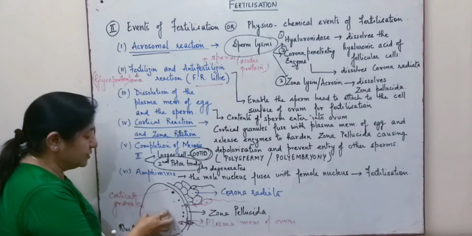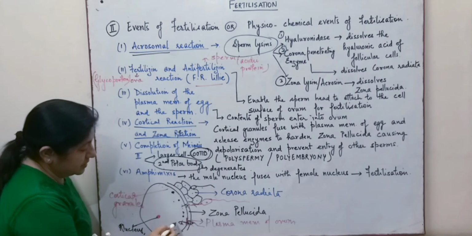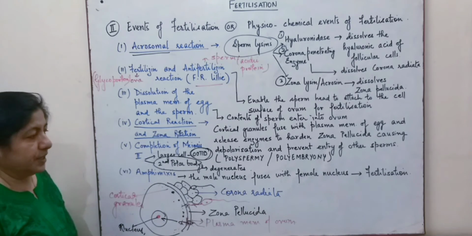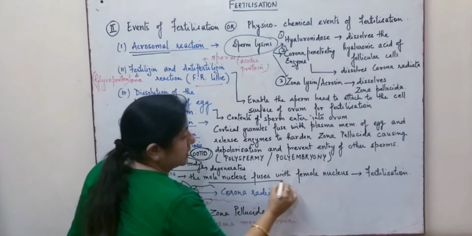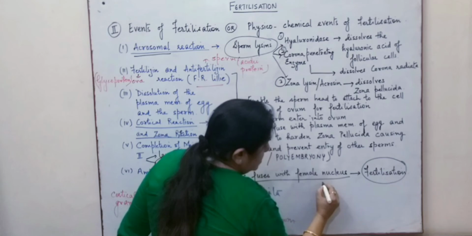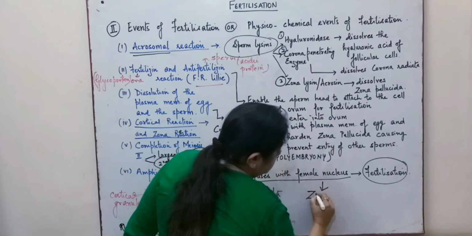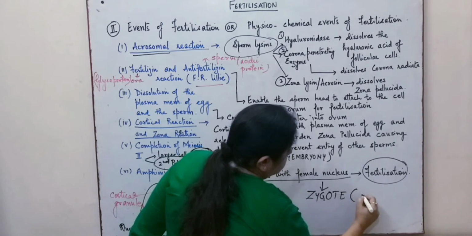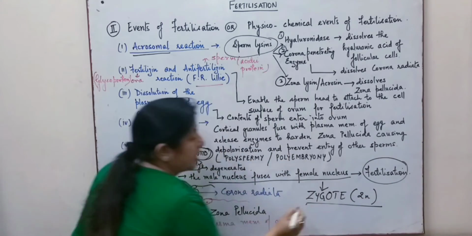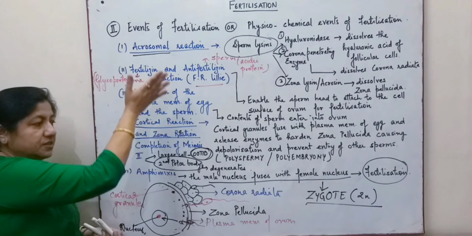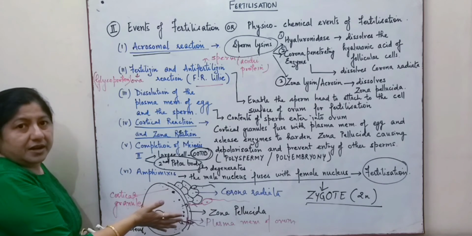Now, after the completion of meiosis 2, the male nucleus will convert into a pronucleus and it will fuse with the egg. This nucleus will fuse with the egg to form the zygote after the process of fertilization. So the male nucleus fuses with the female nucleus. The process is known as fertilization, and this will result in the formation of the zygote, which is now a diploid structure. So the zygote formation takes place after a series of reactions.